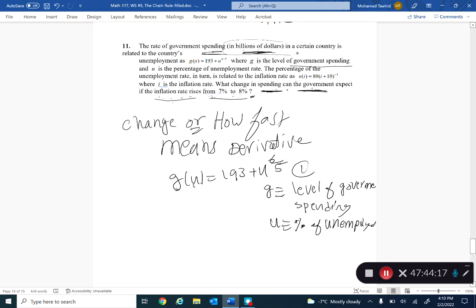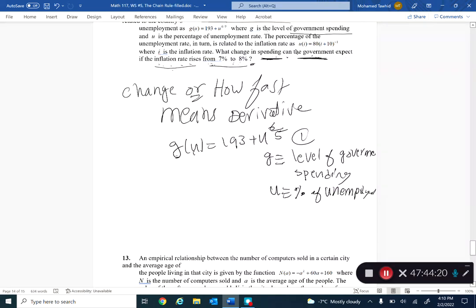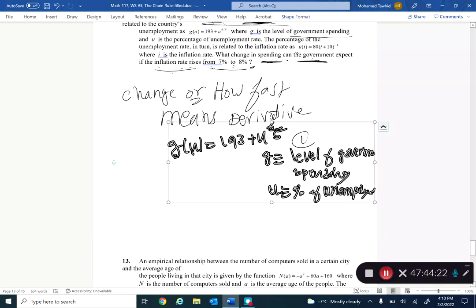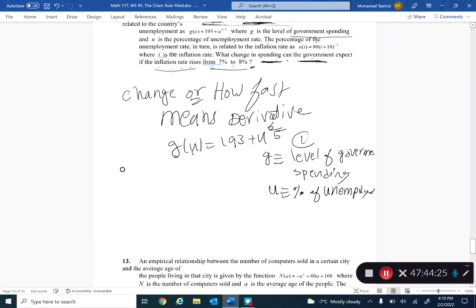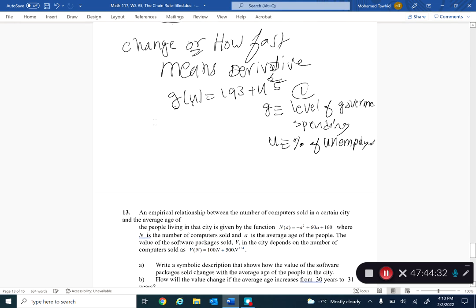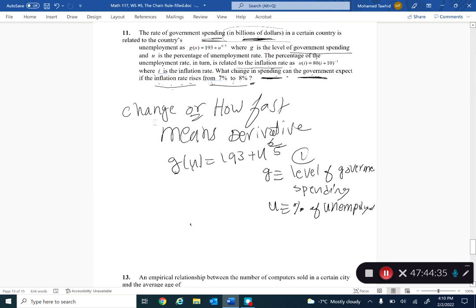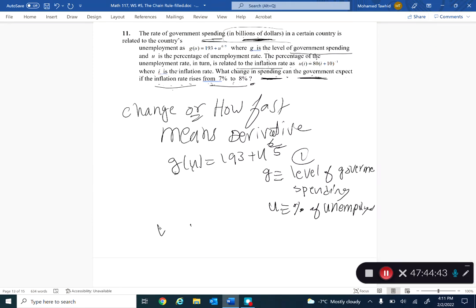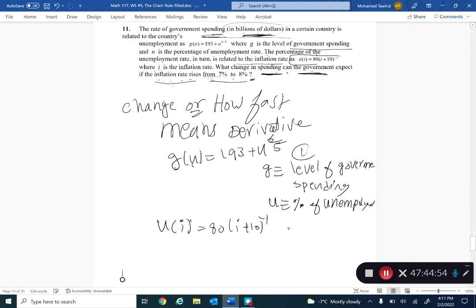So now I go for the second, keep reading. Here is the percentage of unemployment rate. It turned out they give you a relation between unemployment and inflation rate, which is U of I. Let me write it here. It will be kind of easy, but let me explain equation 2. U is a function of I. That is this equation, U as a function of I, written as 80 times I plus 10 to the power negative 1. So that is equation 2.